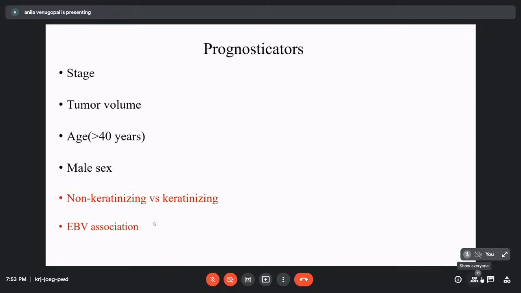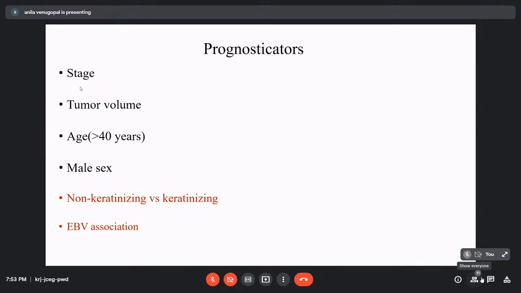So what are the prognosticators? First and foremost is the stage of the disease. Something has been modified in the staging of nasopharyngeal carcinoma. You know from the anatomy that the nasopharynx is in close proximity to the nasal cavity, the oropharynx, and so forth. Previously, if the tumor extended to the nasal cavity or the oropharynx, it was taken as T2. But now it is not so. They are still stage T1 only.